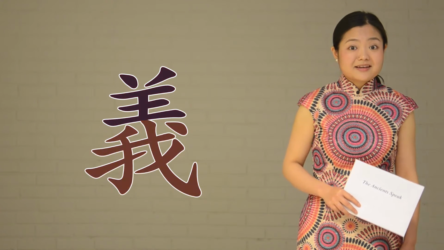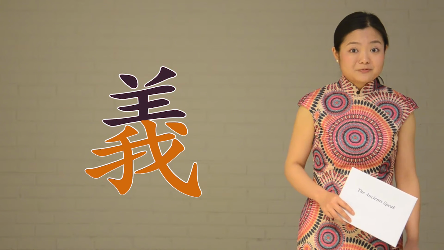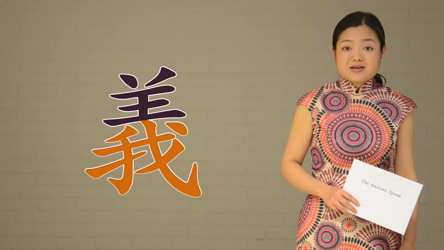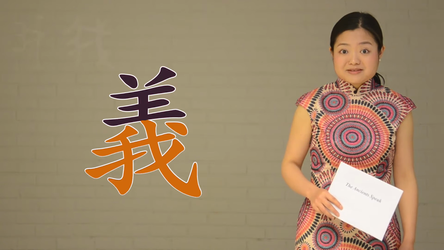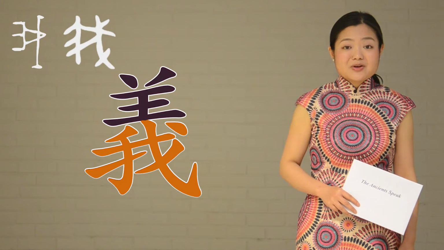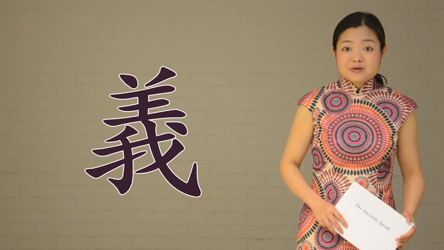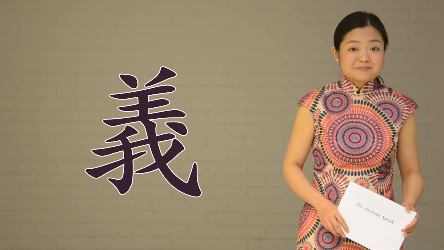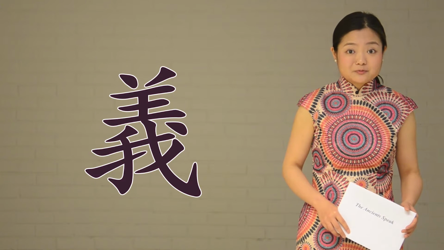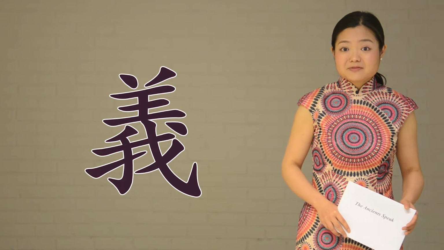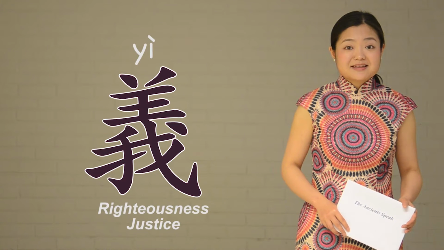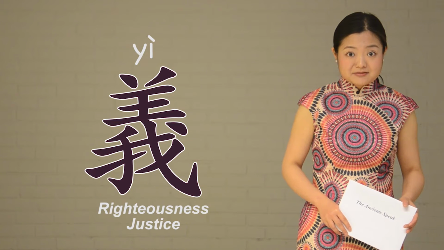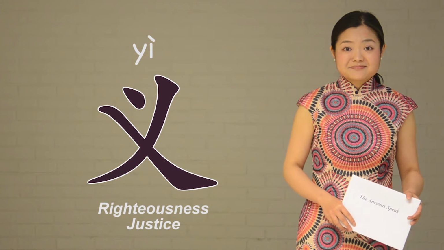The lower part is Wo, which is the Chinese word for I or myself. Yet, in ancient times, the original meaning of Wo was that of a weapon. So, the whole character Yi reminds us of a lamb being burned as an offering to God, as men did before they went to the battlefield for war. And the basic meaning of this word Yi is righteousness and justice. Again, the simplified form of this character Yi is written this way.